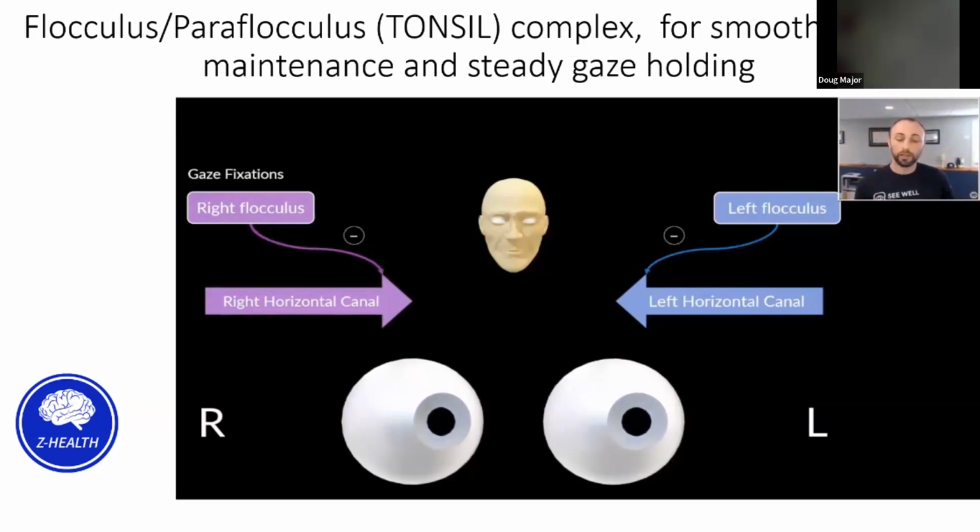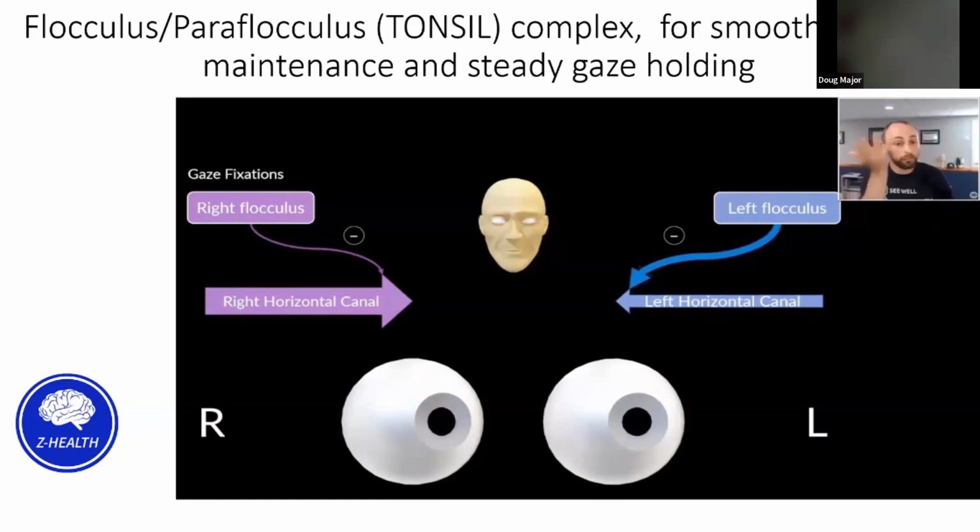Now, if I wanted to stare to the left, wouldn't it be nice if my left vestibular system was not fighting me on this? So my left flocculus activates to inhibit this push. And again, hopefully you can see from the arrows, it would make it much easier now for me to stare to the left, because my left vestibular is not fighting me, because the left flocculus calmed it down.